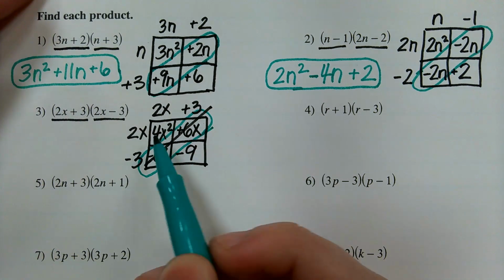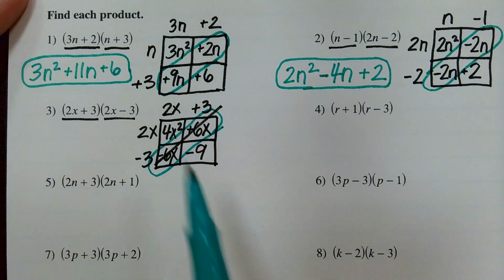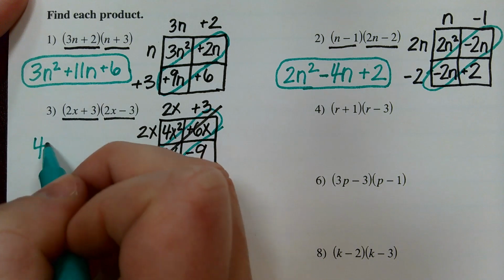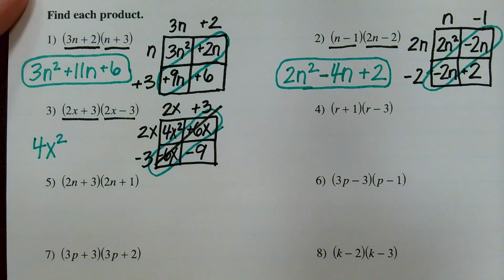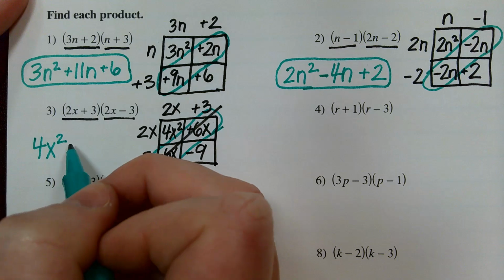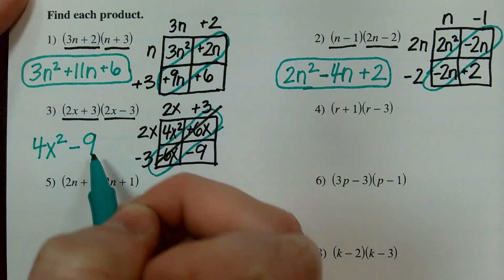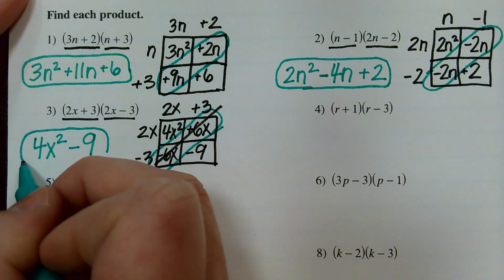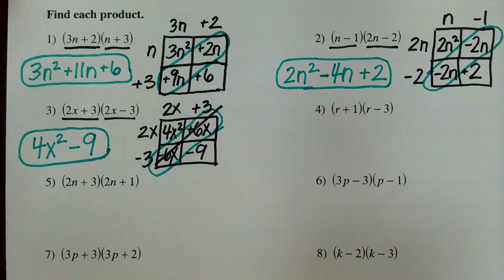So what should we be writing for our answer? 4x to the power of 2, minus 9. Yes. 4x squared minus 9. That is it.